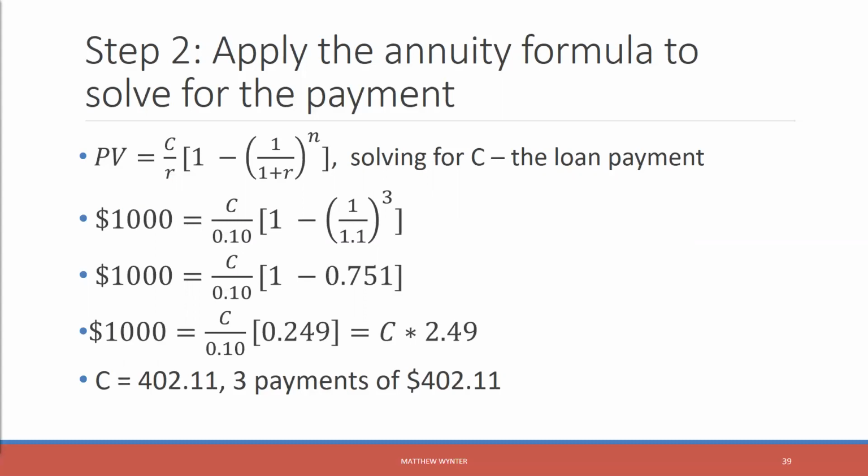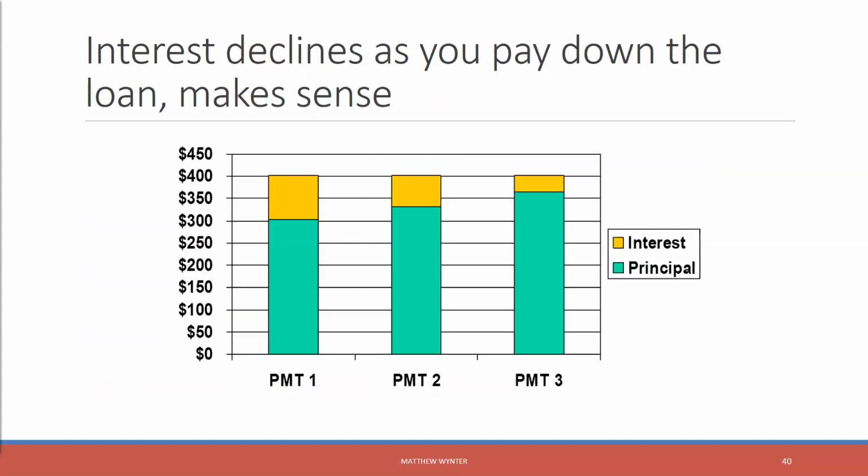And I hope you notice again that we're being mindful of the order of operations as we solve through. You always want to be careful about your order of operations. So C is going to equal 402.11. Meaning we're going to have 3 payments of 402 to pay off this loan plus interest. How does that work? Well, the interest declines as you pay down the loan.